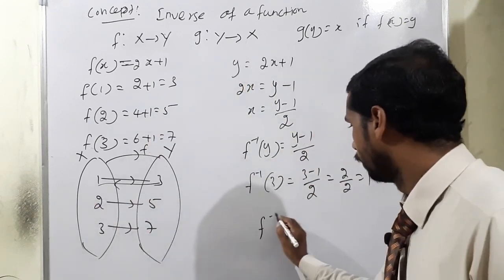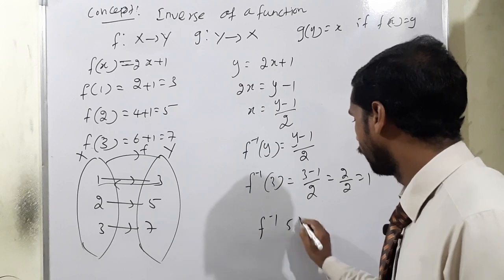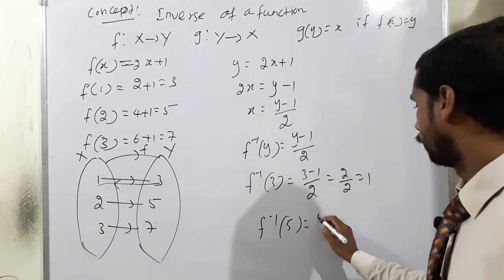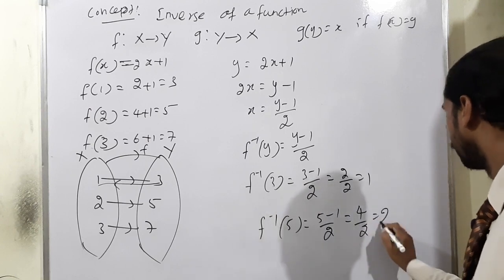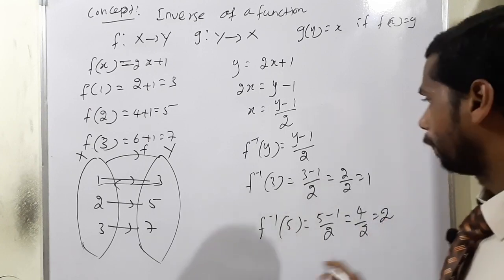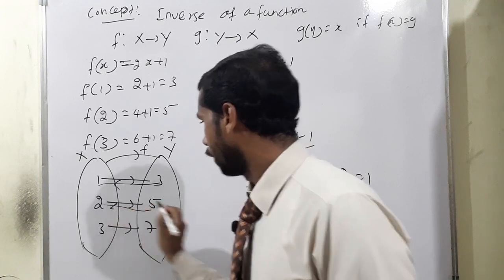Next, f inverse of the y value 5, what is the answer? 5 minus 1 by 2. 5 minus 1 by 2 means 4 by 2 is equal to 2. Now the pair 5 mapping to 2. Look at that, 5 mapping to 2.